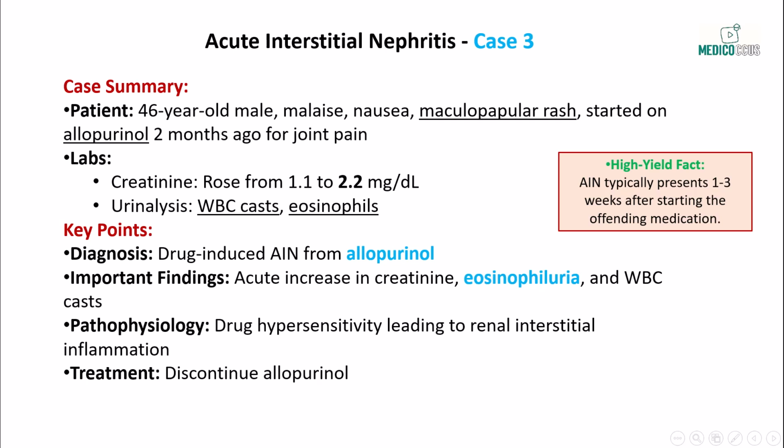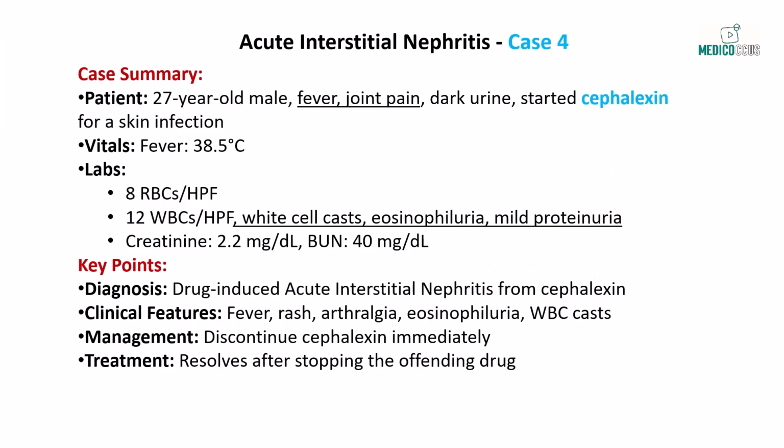Acute interstitial nephritis should be on your radar anytime a patient presents with fever, rash, and acute kidney injury, especially following recent medication use. Look for eosinophils in urine, WBCs, and WBC casts in the lab findings. The mainstay of treatment is to discontinue the offending drug, and in some cases, glucocorticoids may be used if symptoms persist. Now let's move to the next high-yield case.